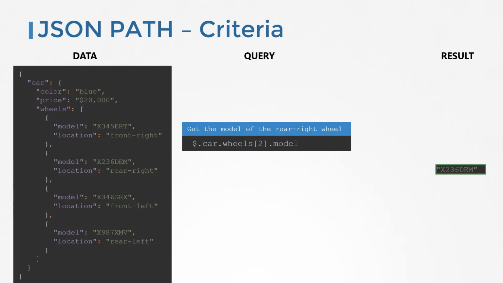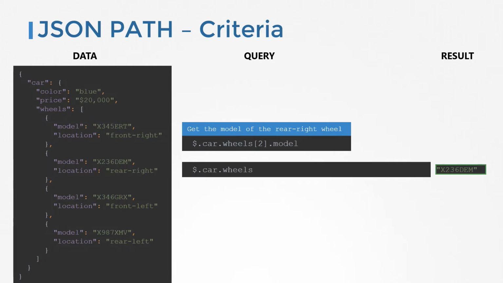For our query to work with data entered in any order, we can use a criteria to identify the wheel which has the location property set to rear right. So instead of hard coding the position of the wheel, we replace it with a criteria. We first add the question mark with brackets to specify a criteria, and then inside that we say check if each item has the location property equal to rear right. And there we have our criteria.